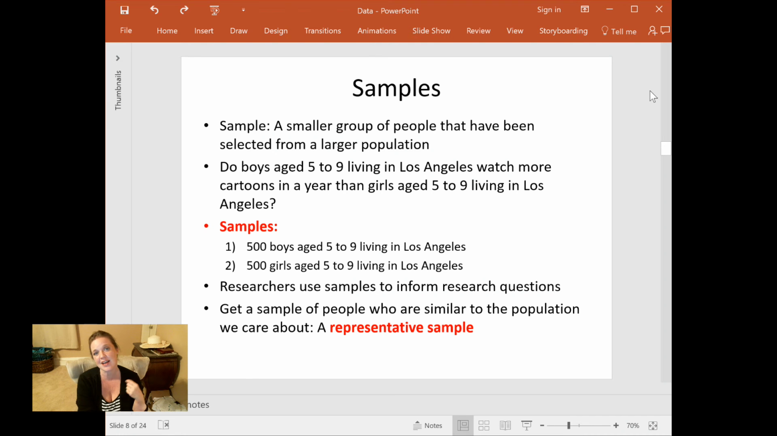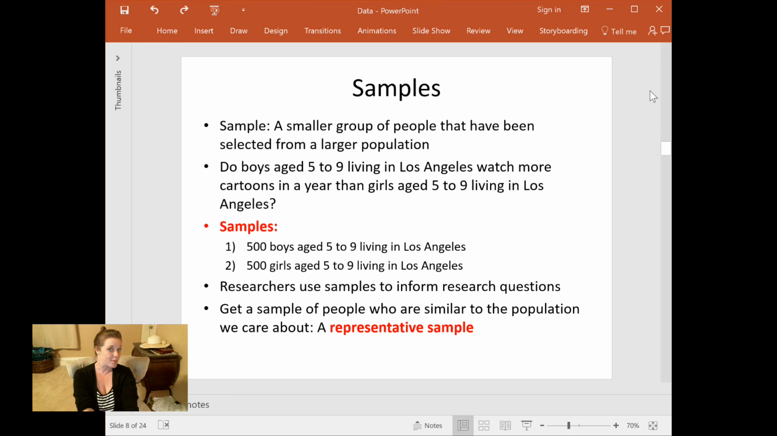A sample in our class is a smaller group of people that have been snatched or grabbed or drawn or selected. It's a smaller group of people that you have selected from that larger population you're trying to make a decision about, right? So let's use the same research question from before. Do boys aged 5 to 9 living in LA watch more cartoons in a year than girls aged 5 to 9 living in LA? My samples might be, now we know there are 600,000 kids in that age range.